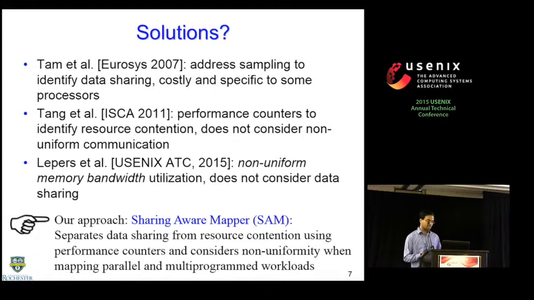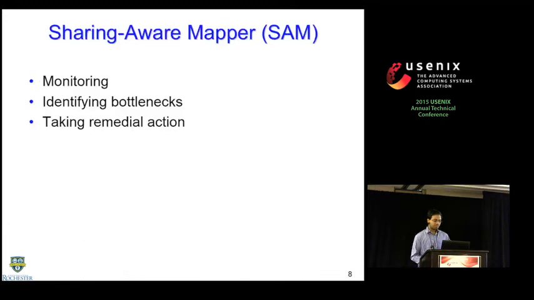And our approach is that of a sharing-aware mapper. We call it SAM. Using SAM, we are able to identify and separate bottlenecks in the system that arise due to data sharing from resource contention using performance counters for parallel and mixed workloads. And we are able to use this information along with the non-uniformity of the system to migrate and mitigate these bottlenecks to achieve better performance.